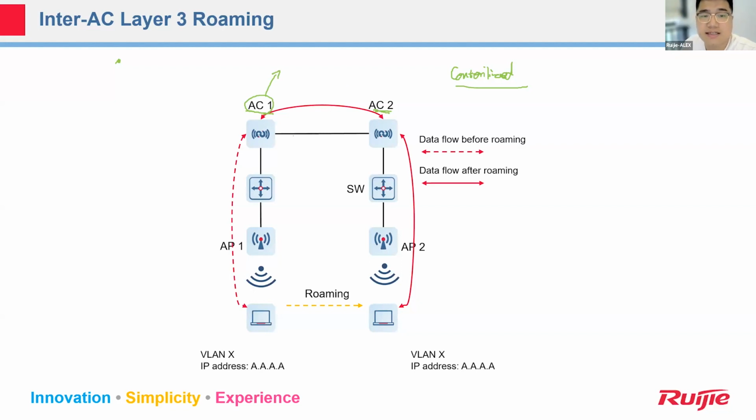And at this time, between AC1 and AC2, they are going to establish a CAPWAP tunnel. So we should know that the CAPWAP tunnel is not only established between the AP and AC. In this case, between AC1 and AC2, they will also establish a CAPWAP tunnel. Okay, this is inter-AC layer 3 roaming, and how the packet is forwarded.